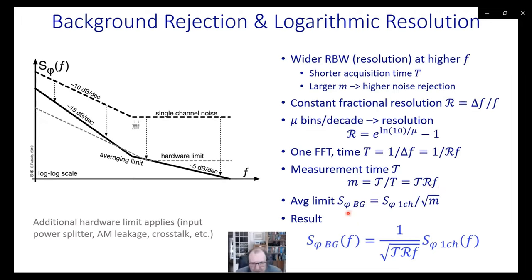So the averaging limit is here the spectrum of one channel divided by the square root of m, and combining the things, we get this interesting factor of square root of f in the denominator, and this gives additional 5 dB per decade rejection of noise. In practice, this means that in this region of the spectrum, we have a very fast acquisition, so we can average on a very large number of spectra. Here, we have a slower acquisition, and we can average on a small number of spectra.